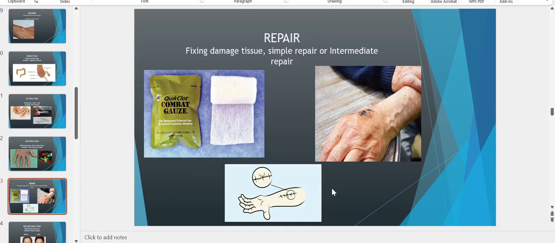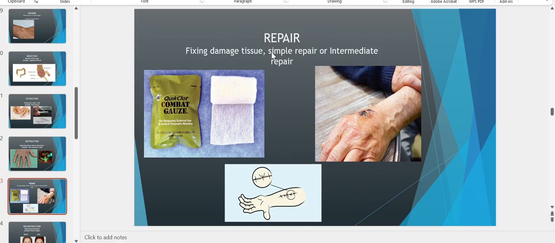Coming to next, that is repair. Repair means simply fixing the damaged tissue. For example, a patient having a wound. So that wound has to be closed, that wound has to be repaired. So the physician will use suture, some gauze material, to fix that damaged tissue. The physician will use something to close the skin. Okay, so that is repair.